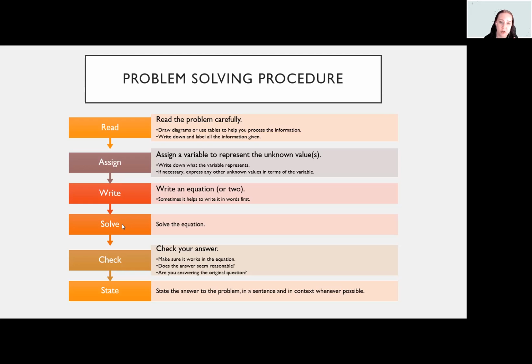Then once you have your equation, you solve for whatever your unknown is, and then you should check your answer. First, check to make sure it works in the equation that you wrote. And if it does, you also have to then say, well, does the answer I have make sense? And does it actually answer the question that I'm looking for?